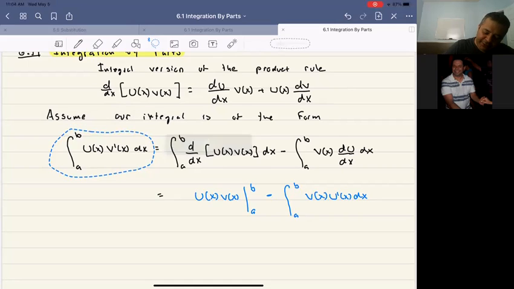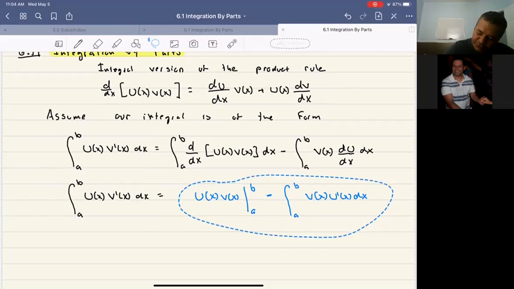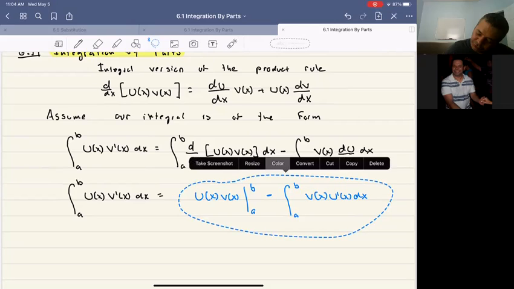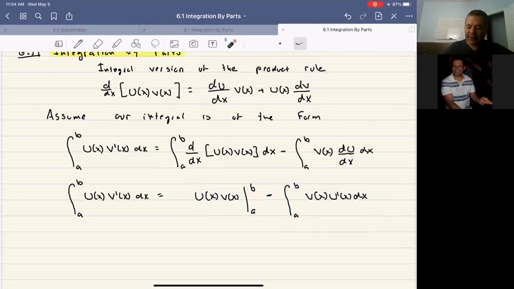And the idea is this. The hope is that this integral should be easier to evaluate than this integral.